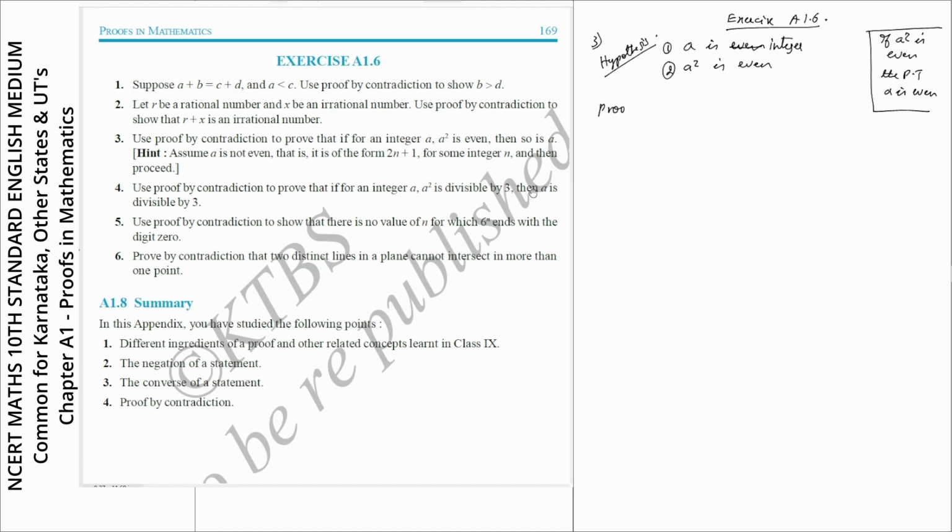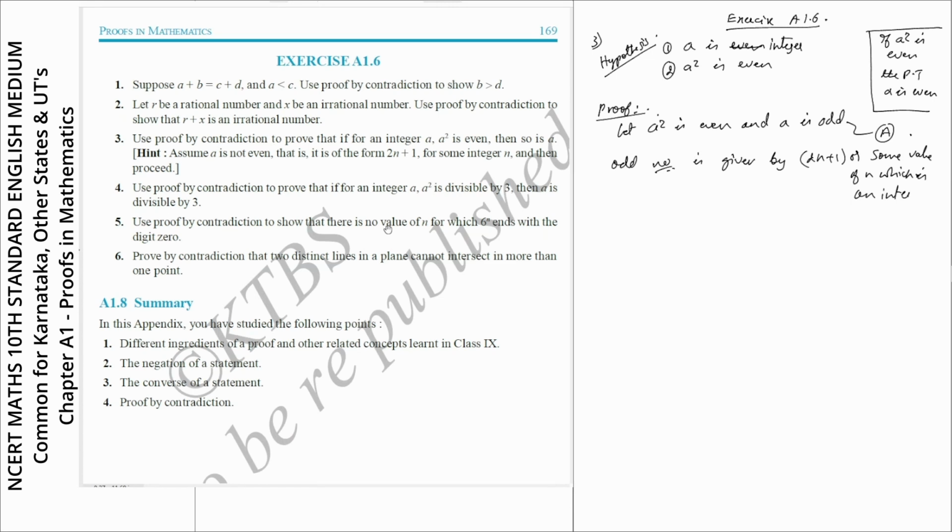So the proof goes like this. There is a hint also in the question. Assume a is not even, that is, it is in the form of 2n plus 1 for some integer n, and then proceed. So we'll assume that a square is even and a is odd. I'll mark this as A. An odd number is given by 2n plus 1 for some value of n which is an integer. Therefore a is equal to 2n plus 1.